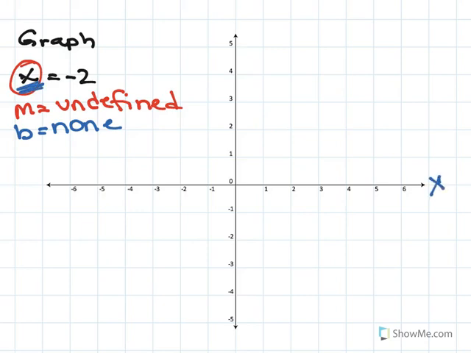So this is our x-axis. We would find -2 on the x-axis. And we know that an undefined slope goes up and down. So it would be a straight line going up and down, because it's like your walls. You can't walk on them. So undefined slope you can't do.